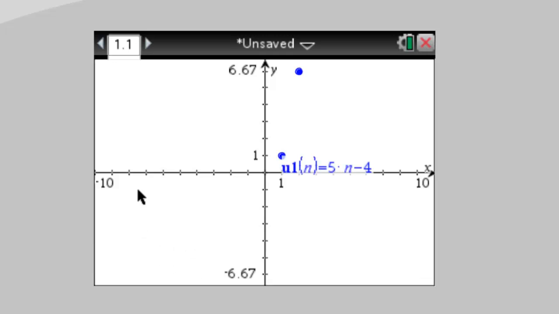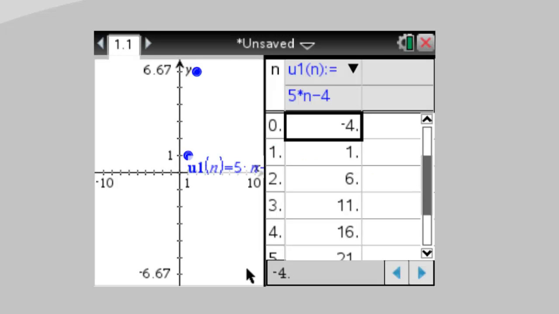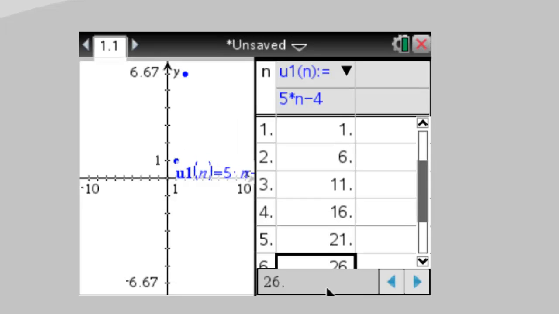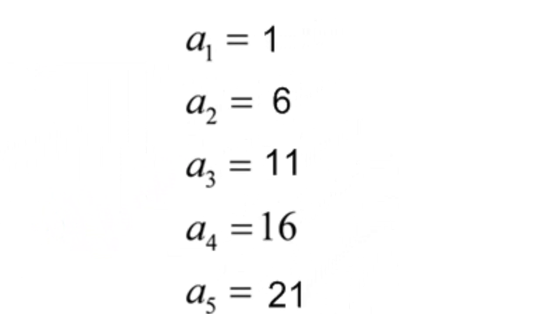And then if I hit Control T, I get a table of values. And notice how I get 1, 1. My first term is 1, my second term is 6, my third term is 11, my fourth term is 16, and my fifth term is 21, which does match what the first 5 terms were of my sequence.